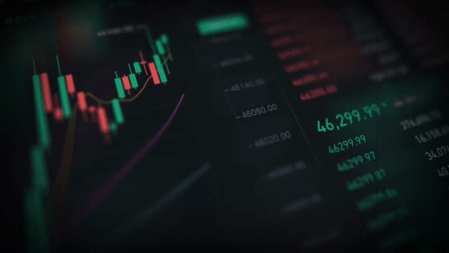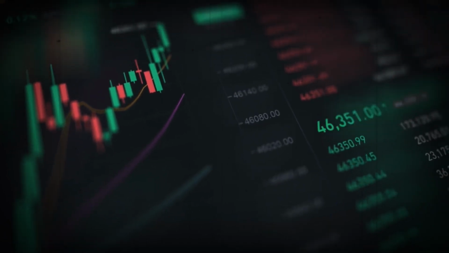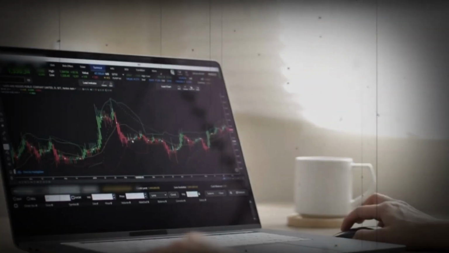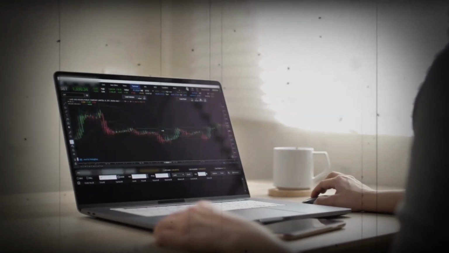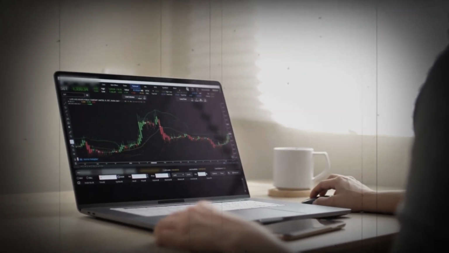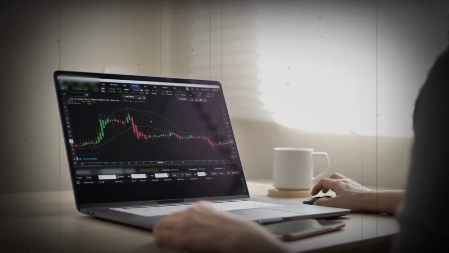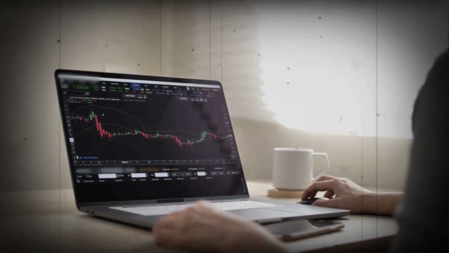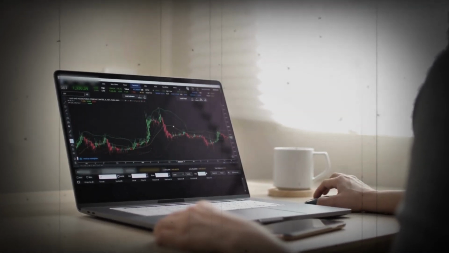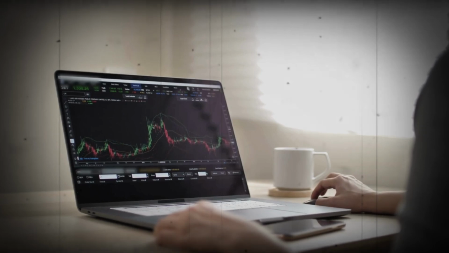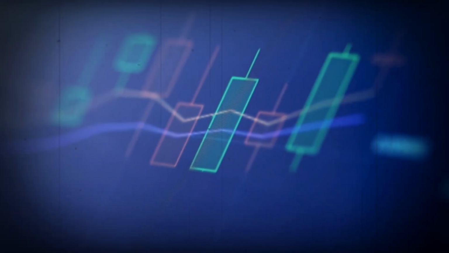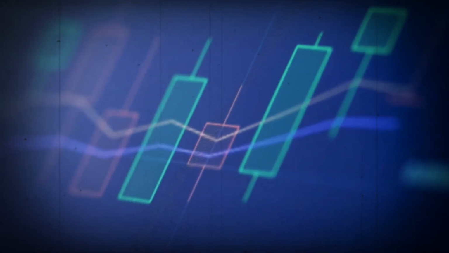Not to mention the time-consuming nature of manual trading. We've all spent hours poring over charts, analyzing data, and trying to make sense of the markets. It's exhausting, and it can take a toll on our mental and physical health. But what if I told you there's a better way? What if you could automate your trading decisions, freeing up more time for you to focus on other aspects of your trading journey? That's where EA robots come in.